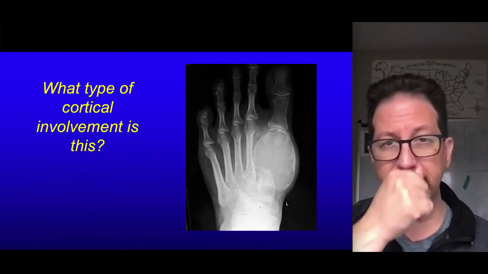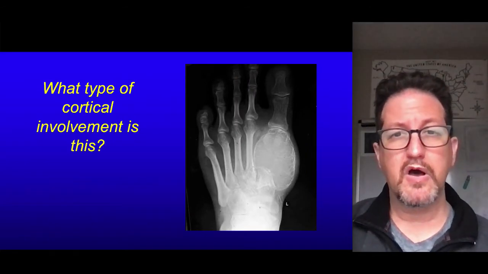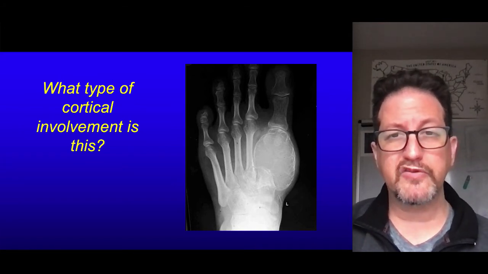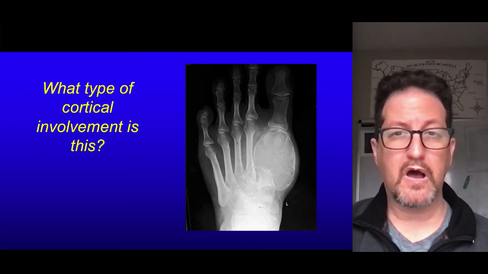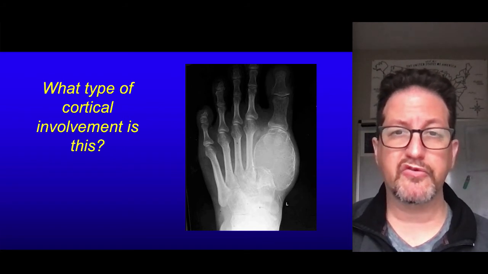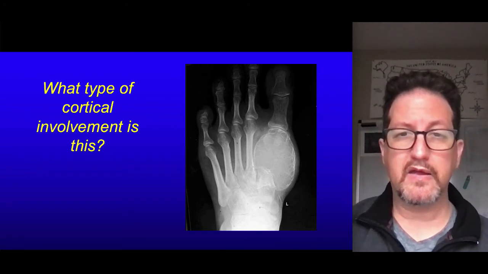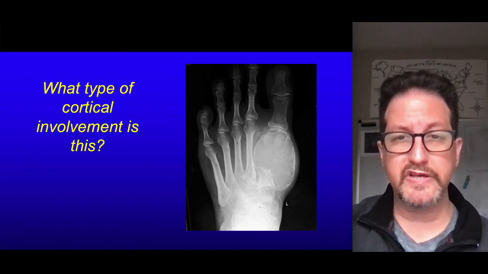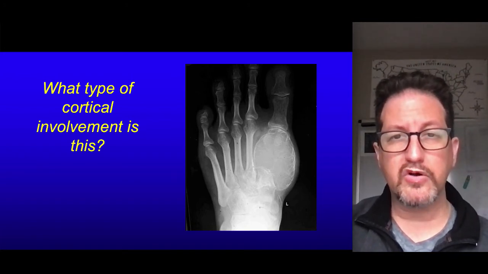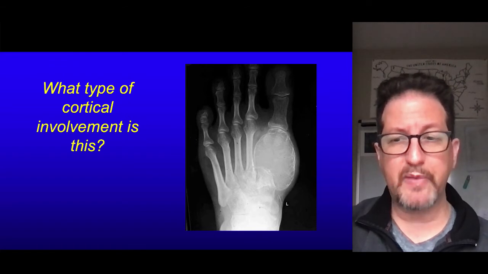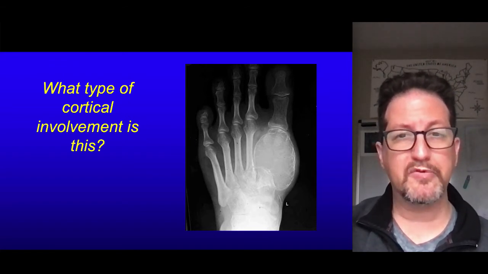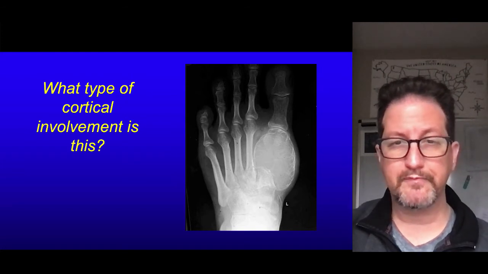So how about this? Ask yourself this question. What type of cortical involvement is this? You can see pretty much the entire first metatarsal is involved, and you have this large expansile lesion. So that cortical involvement is an expanded shell type of lesion. This happens to be a giant cell tumor.